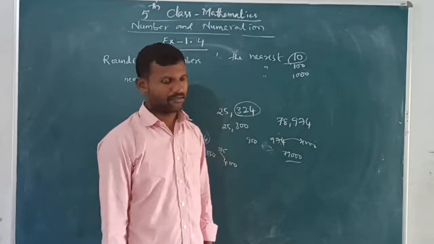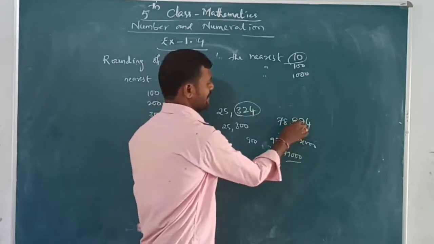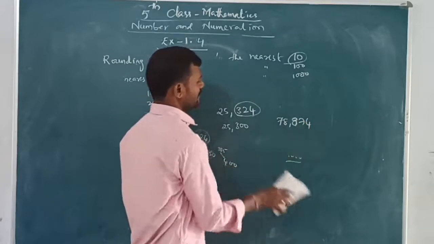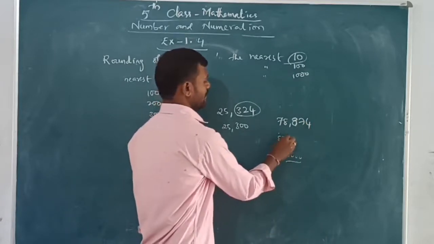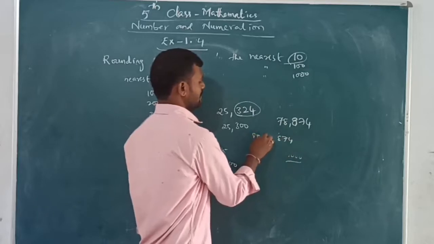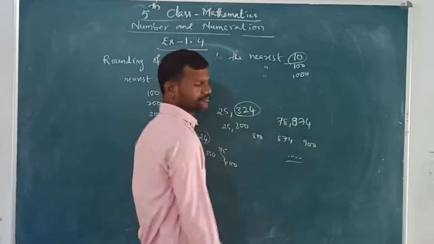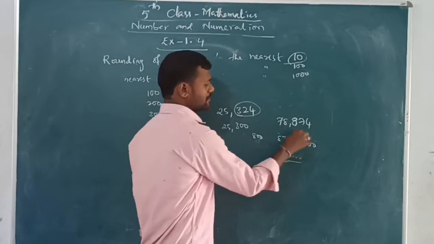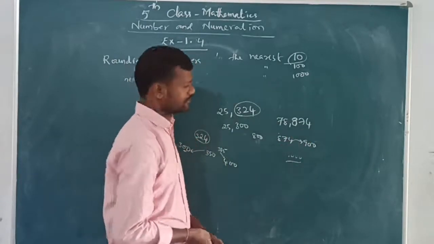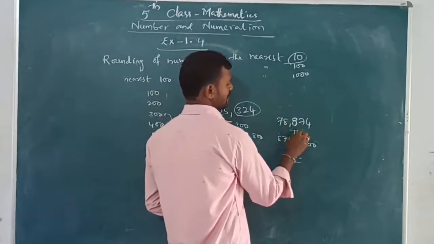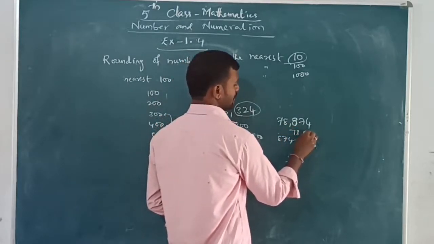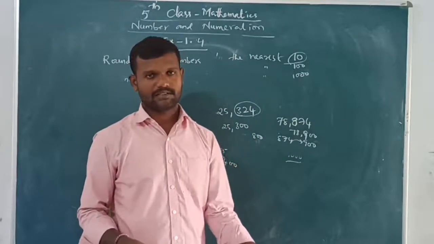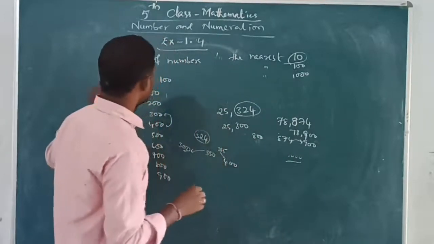Actually they will not ask this number. They may ask 874. How you will say? 874 is between which numbers? 800 and 900. Okay, it is more than 850, that's why it is closer to which number? 900. So what is the nearest 100 to this? 78,900. That is the closer 100 to that. Nearest 100 to that.